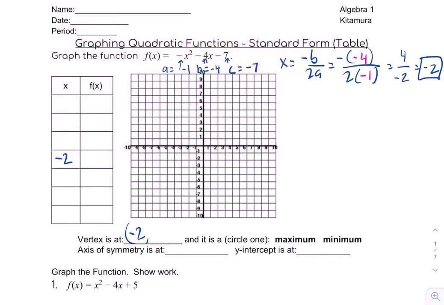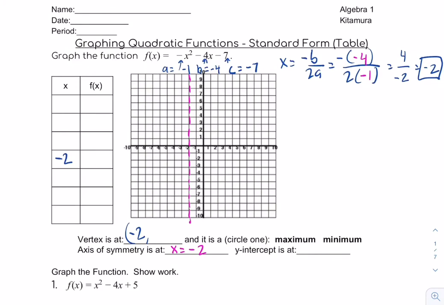And we also show that our axis of symmetry is also that value. So our axis of symmetry is x equals negative 2. So we can just write that in there. So we know our axis of symmetry, x equals negative 2. So we can draw a line for our axis of symmetry.